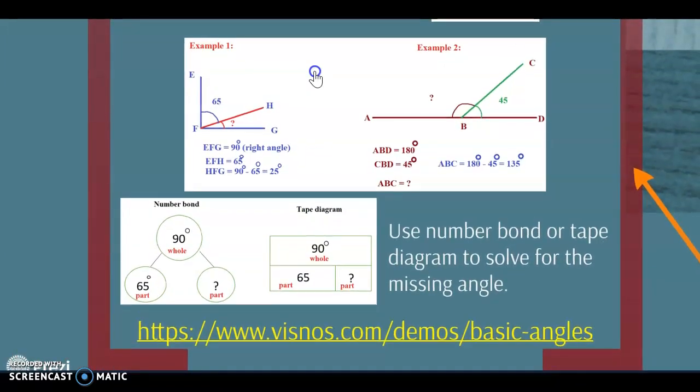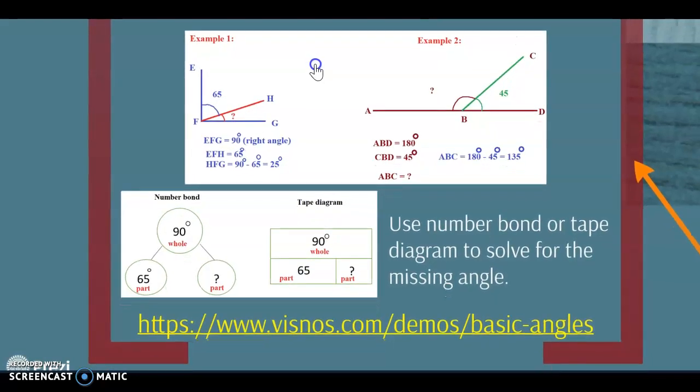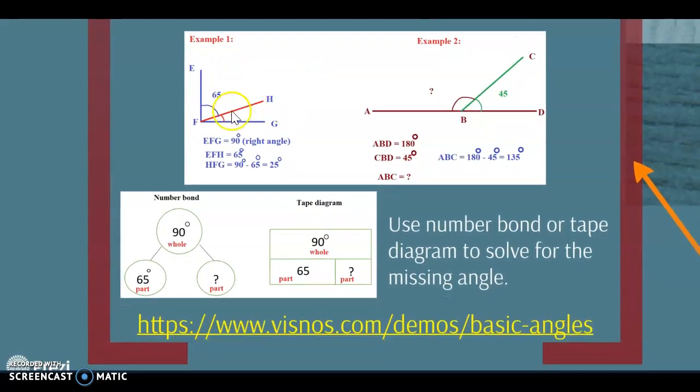You have two examples here for complementary and supplementary angles. You know the whole, you know one of the parts. If you remember a strategy from previous years, part, whole, you can use it to solve for the missing angle. You have two models here that you can use: number bond and tape diagram. Choose either of these models that you prefer to work with, or both of them.